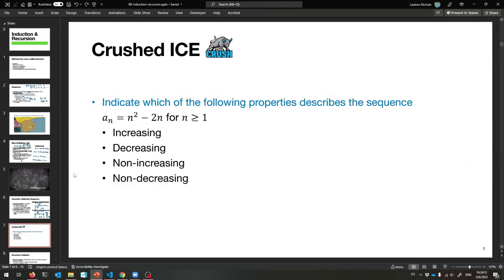Usually the best idea is to just do examples. What is a1? What is a2? a3, a4? What are those? Let's use this definition to find them. So a1 is 1 squared plus 2 times 1. Oh, sorry, minus 2 times 1, excuse me.